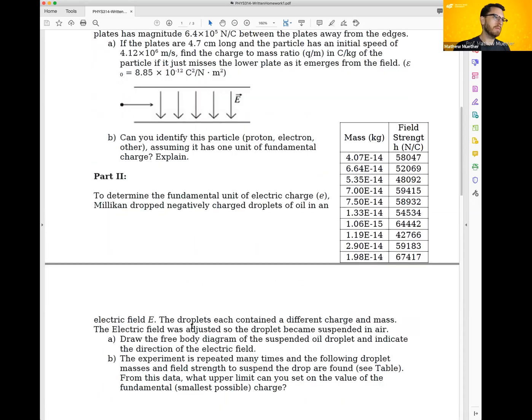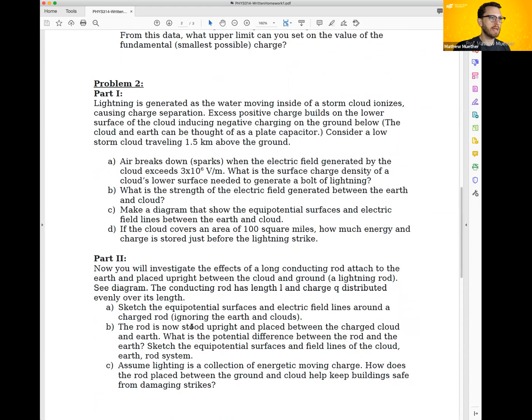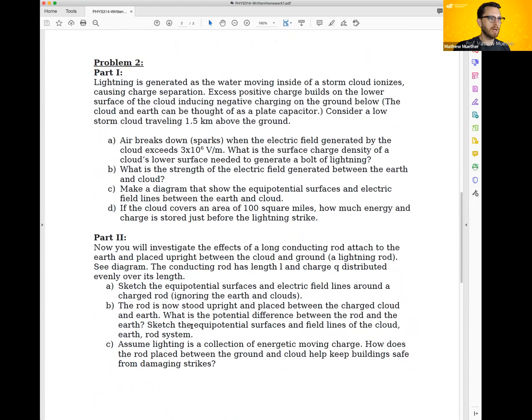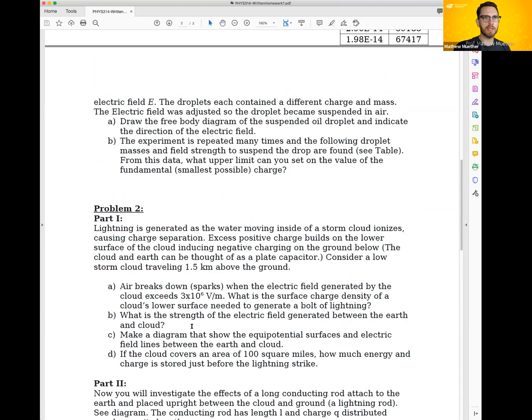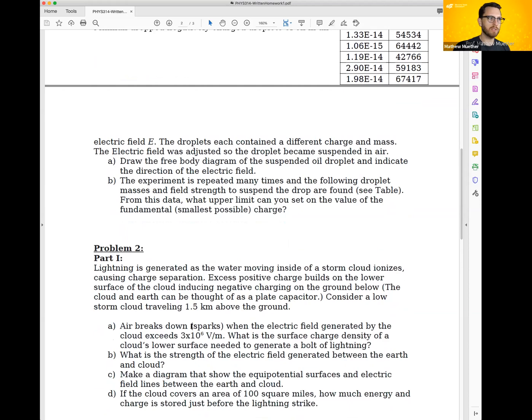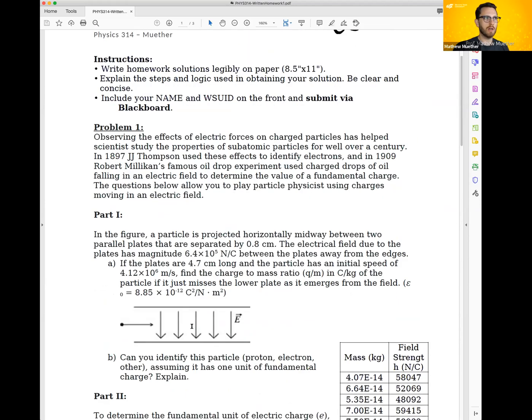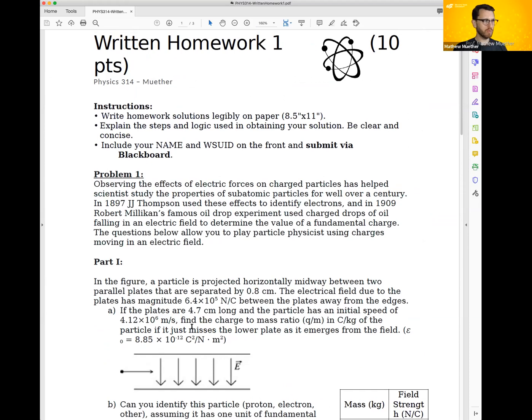Now the second problem asks you to do some things about electric potential, and we're going to start that topic next week. So it might be best to wait on problem 2 for another week, but you can certainly start on the first problem. Okay, so I just wanted to bring this to your attention and let you know that you should have the tools now to at least get started on this, so you don't have to wait till the 21st or the day before this is due.